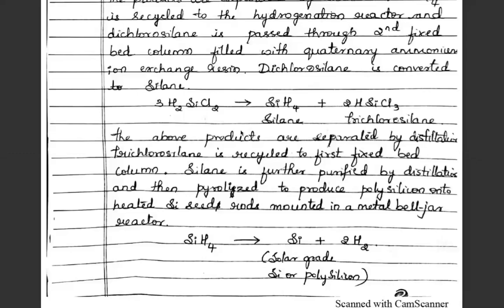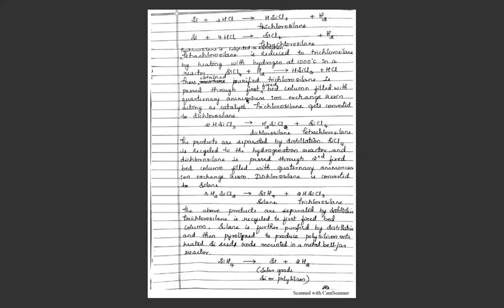Just remember these reactions, okay? 1, 2, 3, 4. 4 reactions. And the explanation is very simple. Treat it with HCl to reduce it, treat it with hydrogen in the hydrogen reactor, and for conversion we need a catalyst, that is quaternary ammonium ion exchange resin catalyst. Same process here also. And from silane to silicon, it is a pyrolysis reaction. Heating it at extremely high temperature so that the bonds are broken and we get silicon with hydrogen. And this silicon is of ultra pure quality. So this is what you need to answer if they ask the question for 7 marks.